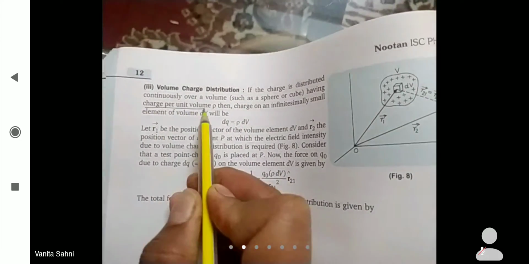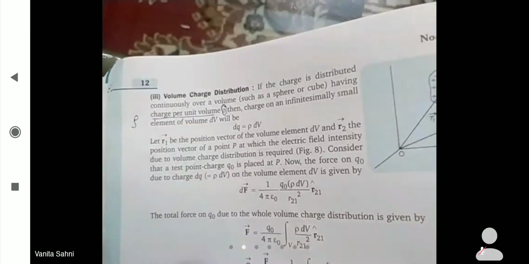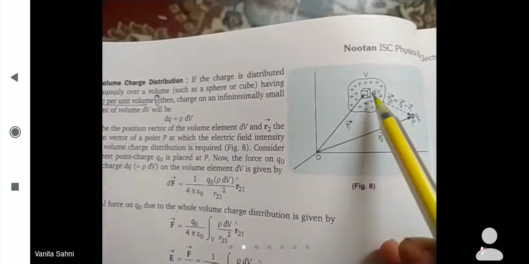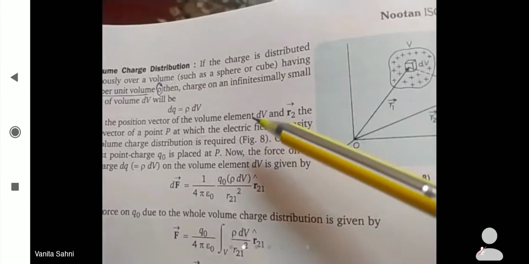Then it will be having the volume charge density, that is charge per unit volume, which is denoted by rho. This is the symbol rho. And the charge on a small volume element will be rho dV. Rest everything is again same.